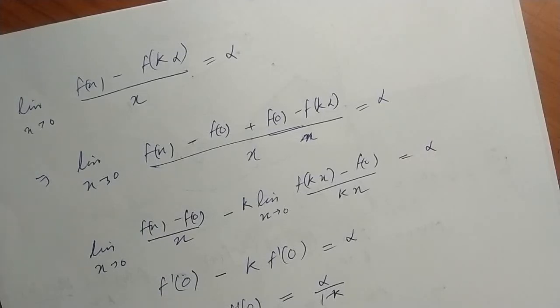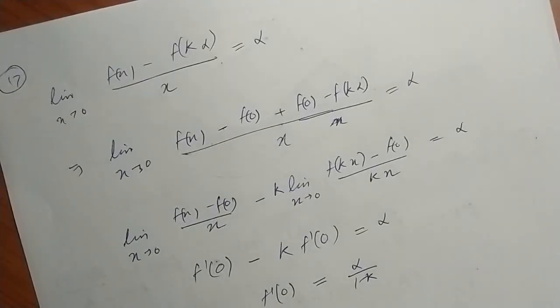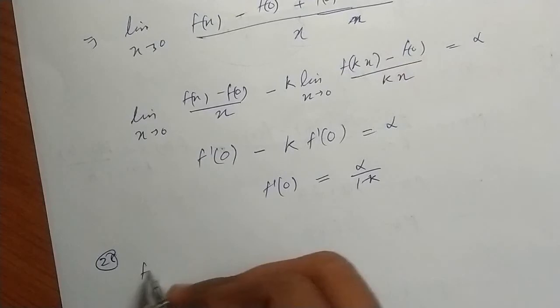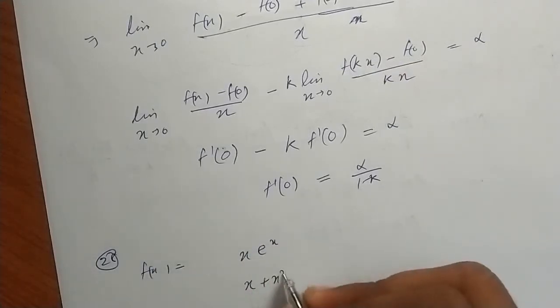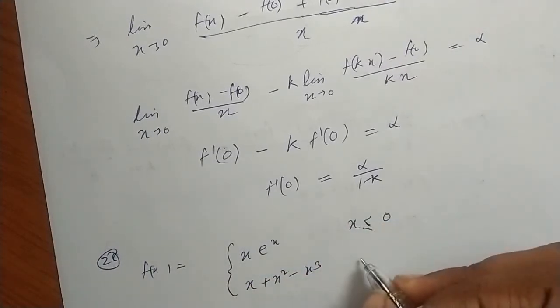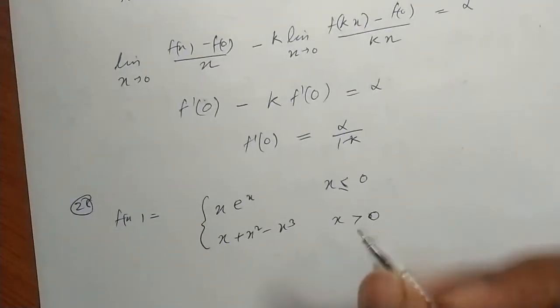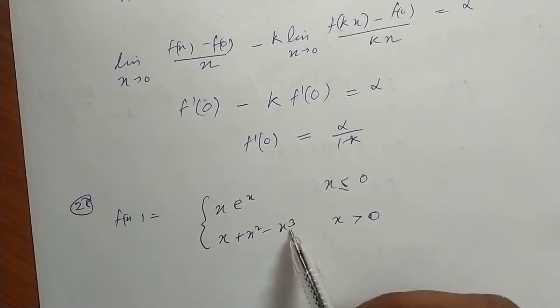So question number 28 says we have given f(x) is equal to this, then prove that f is continuous and differentiable for all x. Okay. So question number 28. So we have f(x) is equal to x e power x when x is less than equal to 0, and x plus x square minus x cube when x is greater than 0. So first check for continuity. At x is equal to 0, this is 0. At x is equal to 0, this is 0. The function is continuous. Let's check differentiability.